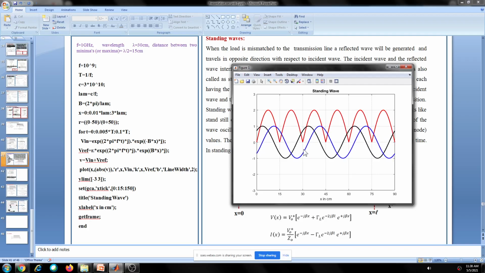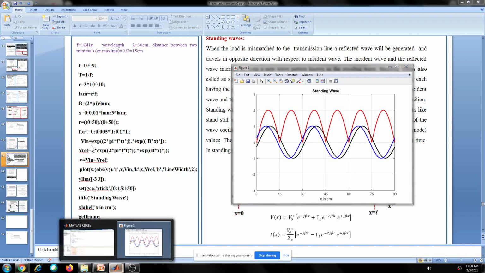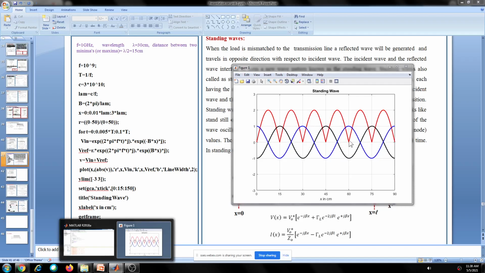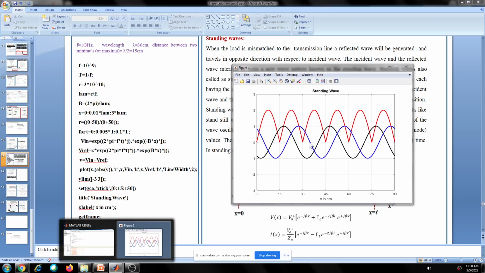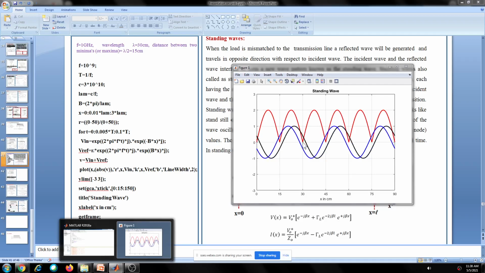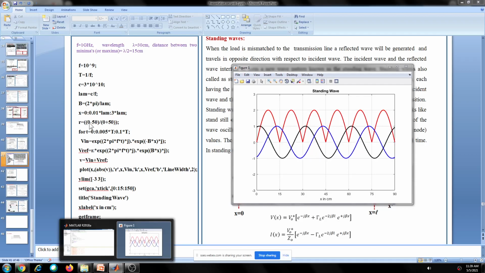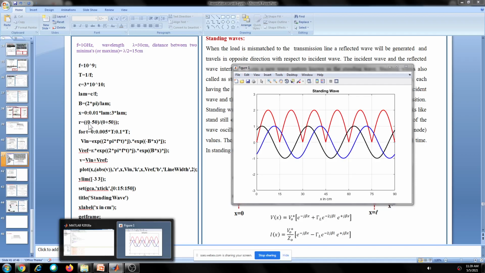In this code I took a load equal to 0, ZL equal to 0, so the entire wave will reflect back. That's why we have it like this, with minima 0. Even if you take infinity, the entire wave will reflect back, and you will get minima 0 only. Now, instead of 50 ohm, I will take 20 ohm for this reflection, ZL equal to 20 ohm.